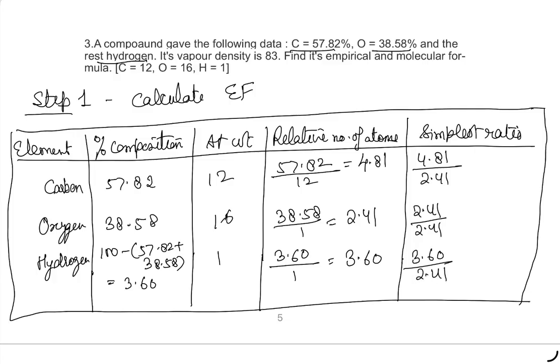Now here comes the difference in the calculation from the previous question. 4.81 divided by 2.41 is exactly 2, a whole number. This is exactly 1, but here you will get 3 by 2 or 1.5. Now I can't take a fractional value as a simplest ratio, so I need to convert this value to the nearest whole number. To make 1.5 a whole number, you have to think what number I can multiply it by. I can multiply it by 2, it will become 3. If I am multiplying the hydrogen number of atoms by 2, I have to multiply the remaining atoms also.